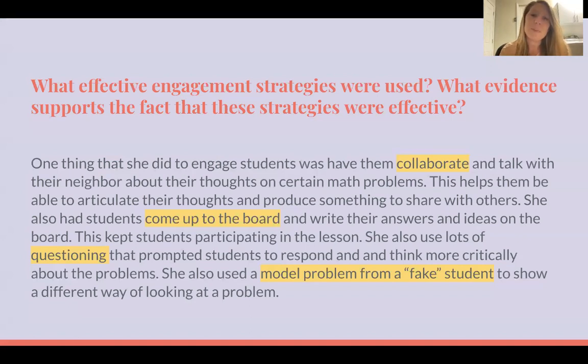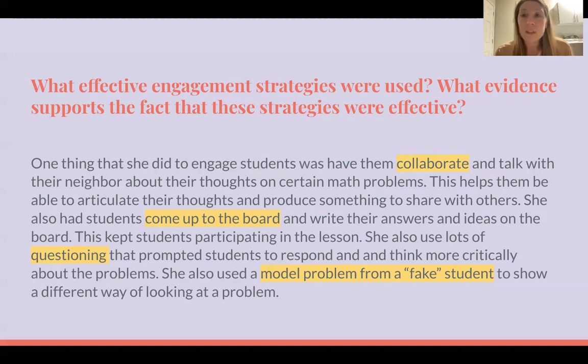What effective engagement strategies were used? One thing that I noticed that she did was she had the students collaborate with other students at their desk and talk about their thoughts on the problems or what answers they got. And this helped them to articulate their thoughts and produce something to share with others. She also had students come up to the board and write their answers on the board. This kept students participating in the lesson.